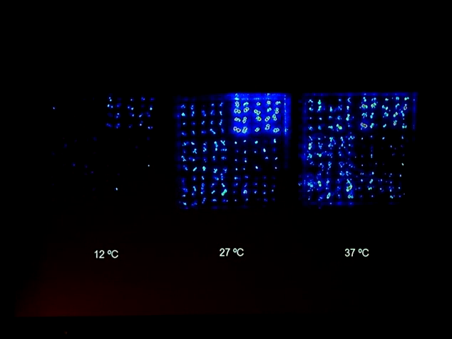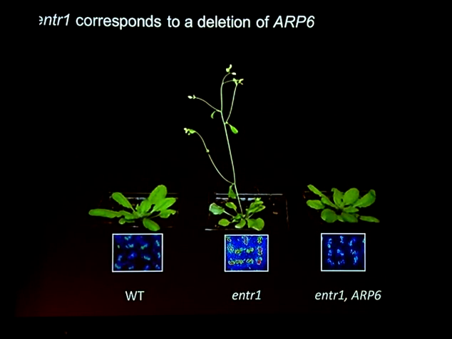The nice thing about the screen is it's non-destructive. You can simply do the screen, take the seedlings off the plate, grow them up and sequence them to find out where the causal mutation is. One of the first things we found in this screen was a gene called ARP6. When we had deletions of ARP6, we had a plant that grows constitutively as though it's at a high temperature. This is our control plant. This is our mutant, which has a high expression of HSP70 luciferase.